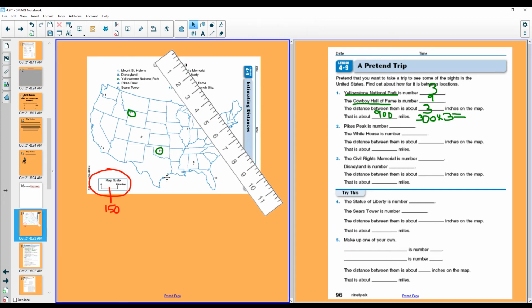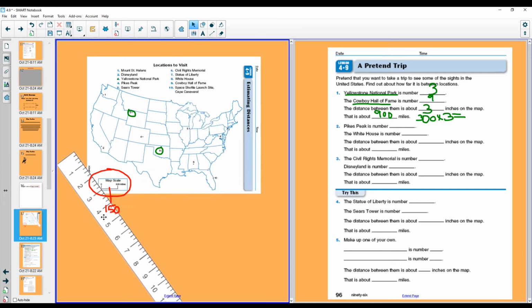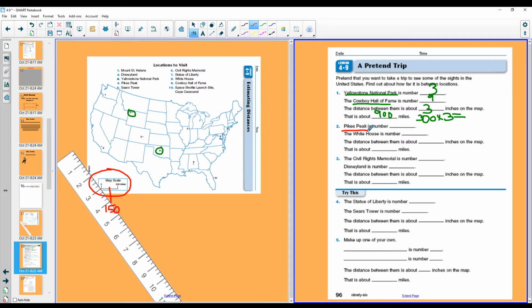All right, now we're going to go to our next one. I need to move this thing out of my way. All right, and so let's go to Pikes Peak. I've never been there. Let's see. Pikes Peak is number 4. And the White House. I have been there. It is pretty awesome to visit there. And the White House, let's see, is number 8.